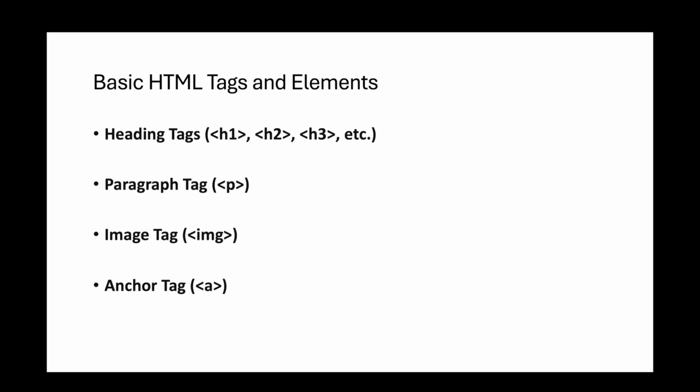Paragraph tag p, used to define paragraphs of text within a document. Image tag img, used to insert images into a web page, with attributes such as src, source, for specifying the image file path and alt, alternative text, for providing a text description of the image. Anchor tag a, used to create hyperlinks to other web pages or resources, with the href, hypertext reference, attribute specifying the destination URL. These are just a few examples of basic HTML tags and elements.